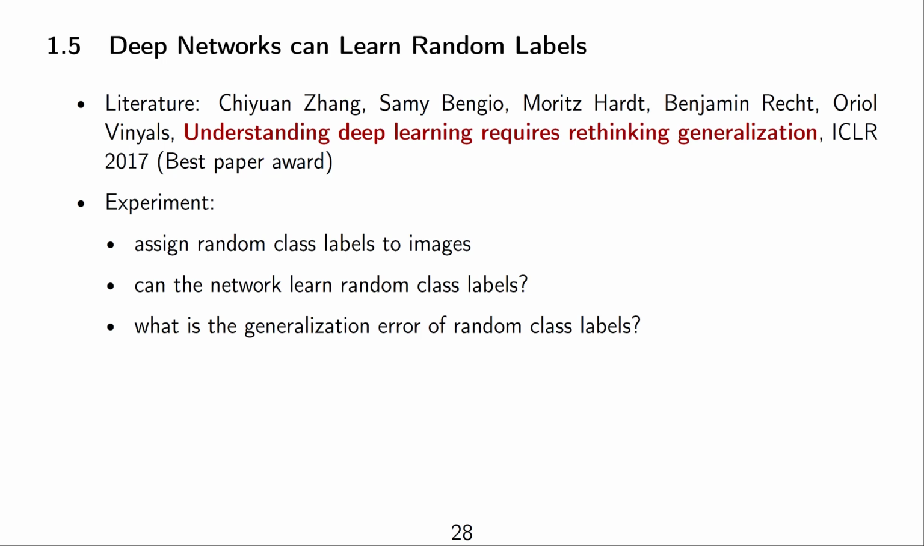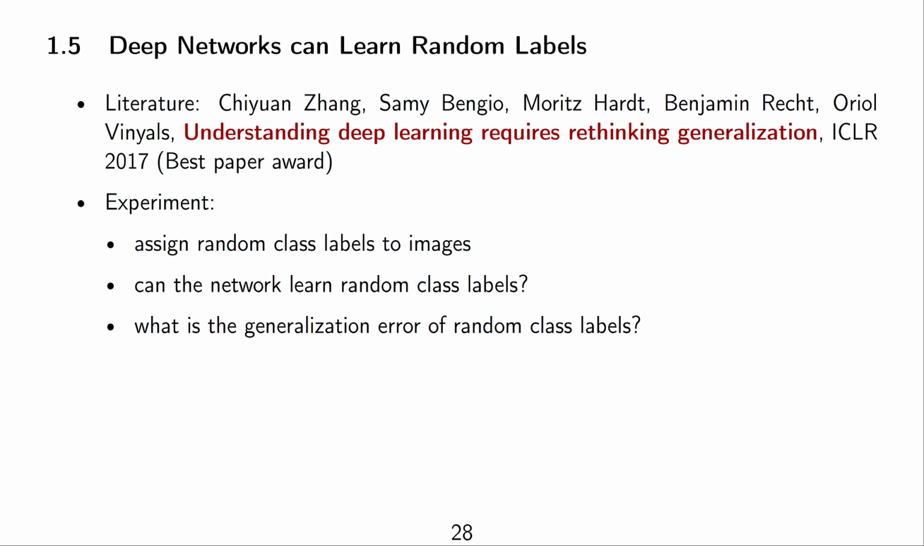One really interesting insight is that deep networks can learn random labels. So these authors performed an experiment where they would assign random class labels to images. And they ask, can the network learn these random class labels? So what is the generalization error of random class labels?